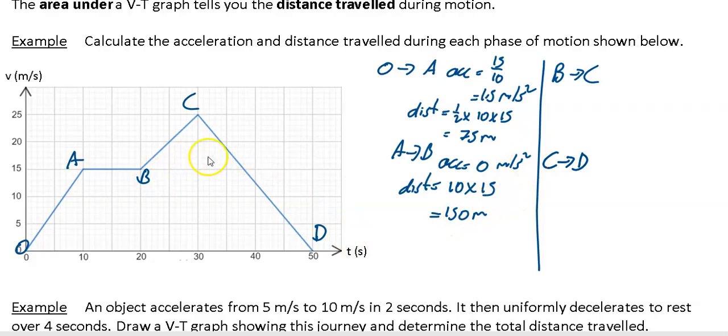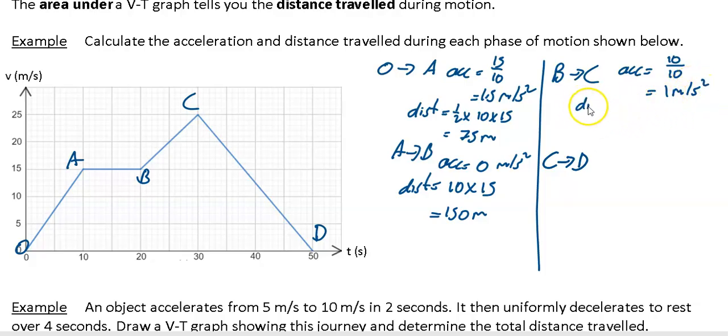Okay, from B to C, again, acceleration is dead easy. Acceleration is just your gradient. My vertical change is from 15 to 25, so it's going to be 10. And my horizontal change is from 20 to 30, which is just going to be 10 as well. So that's just going to be 1 meter per second squared.